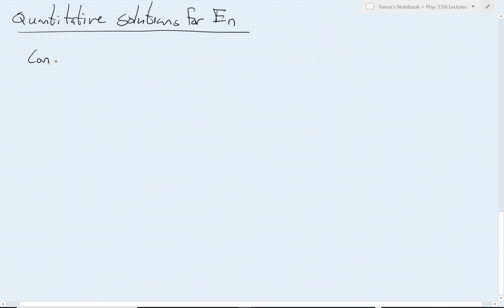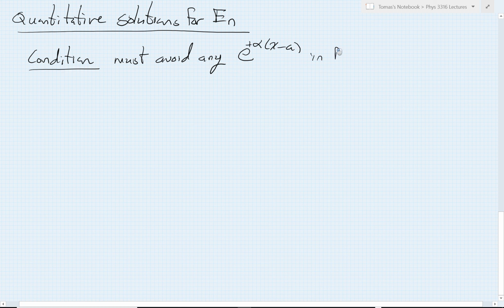So the condition is clearly that we must avoid any of those exponentially growing terms in region 3, right? So we have to avoid any term that comes in our solution of the form e to the alpha (x minus a) with the positive sign, of course, in region 3.